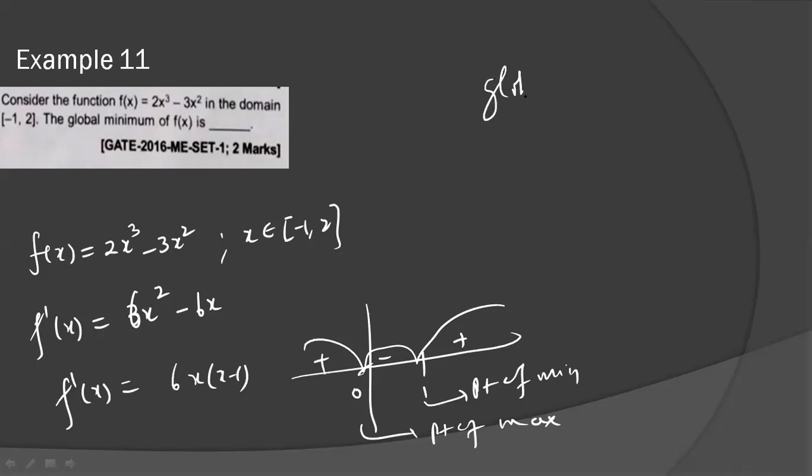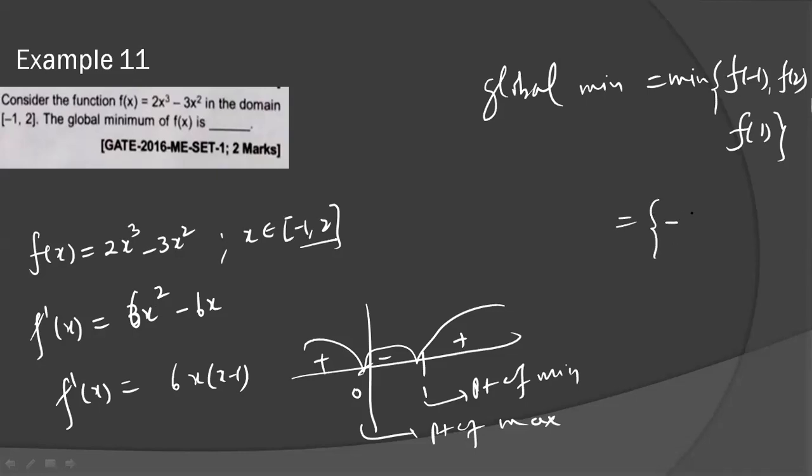So what will be the global minimum? Global minimum is the minimum of the values at -1, at 2, and at 1. You have to check at the boundary points also, because it is a closed interval. You have to check the value at 3 points, and take the minimum value. The value at -1, if you put x equal to -1, you will get -5. The value at 2, you will get 4. The value at 1, you will get -1. So what will be the minimum value? The minimum value is -5 at x equal to -1.